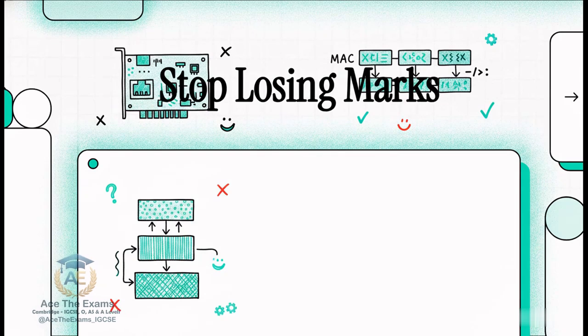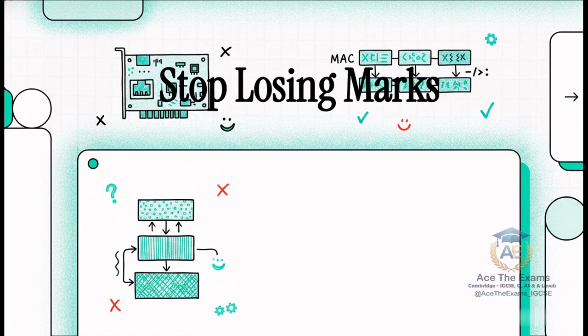It's actually crazy, but 9 out of 10 students get questions about networking concepts wrong in the exact same way. And it quietly, almost invisibly, costs them their top grade. What happens is they write down this vague, generic answer that sounds kind of right in their head, but the examiner's mark scheme? Yeah, it absolutely demands precision.